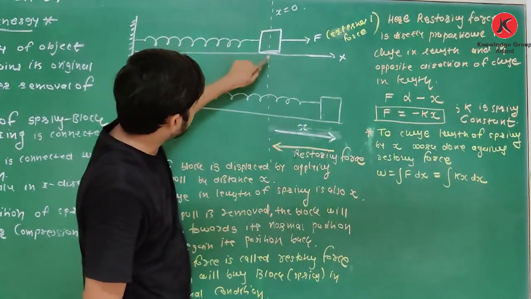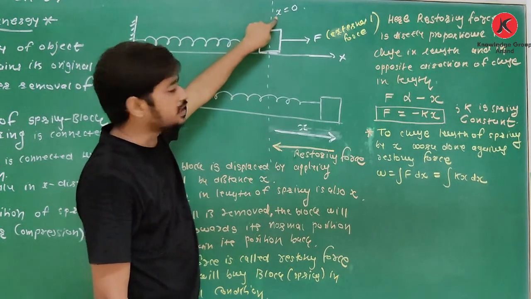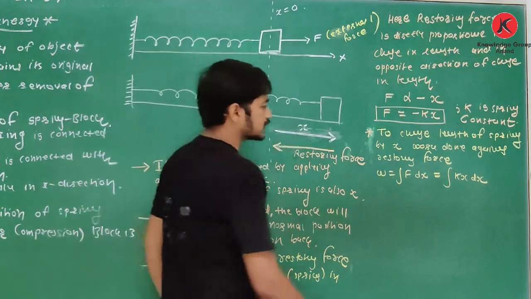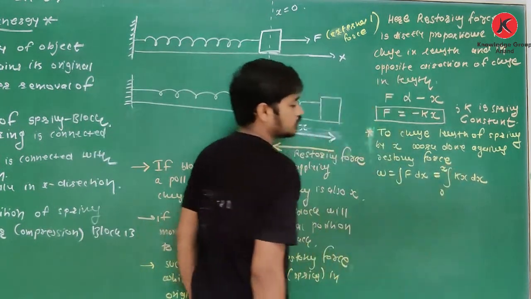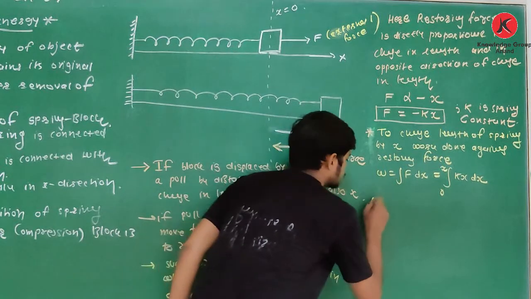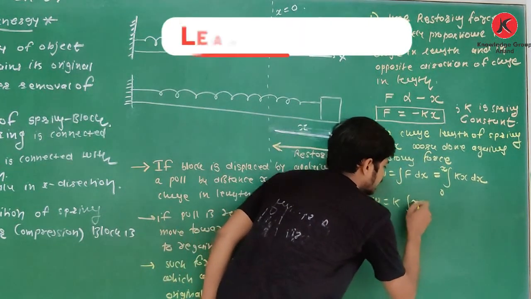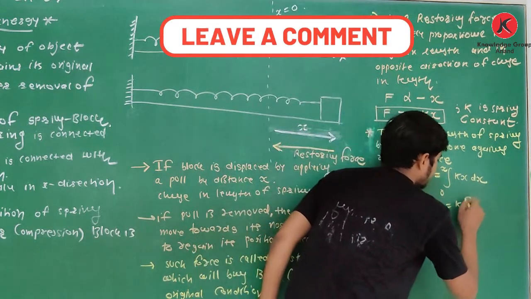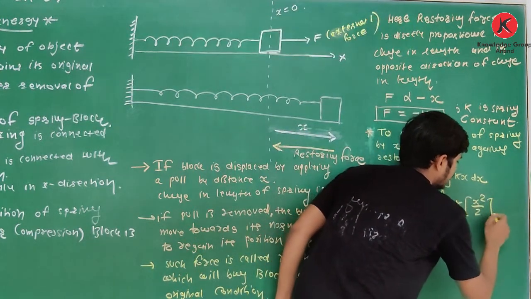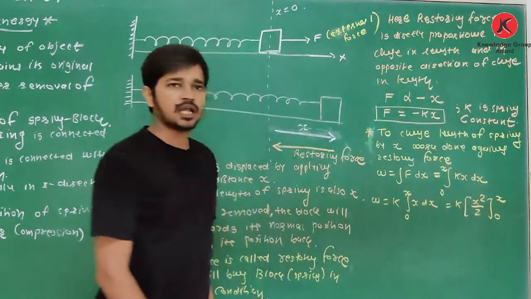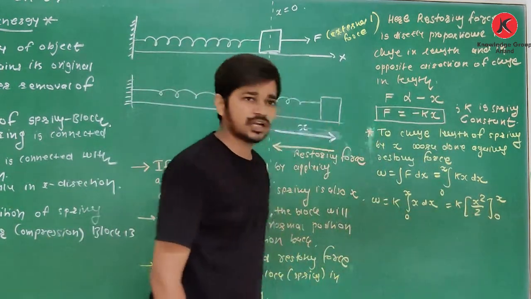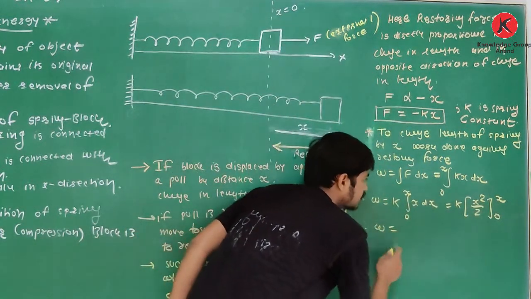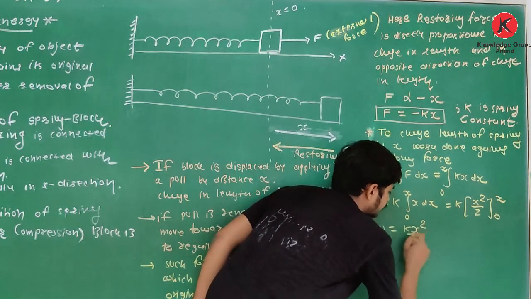See, here the block is in normal condition. So what is the change in length for the spring? 0. But here the change in length for the spring is x. So here it is from 0 to x. Now k is constant, so it is out of the integration. So W is equal to k constant, integration x dx. Limit is from 0 to x. So here it is kx square by 2. Now put upper limit minus lower limit. Upper limit is x, lower limit is 0. So yes, you will get W is equal to kx square by 2.